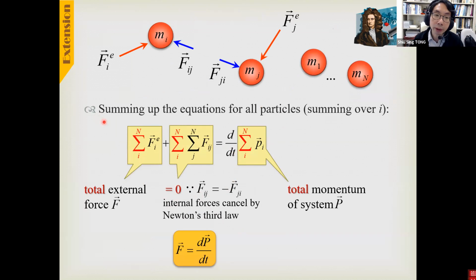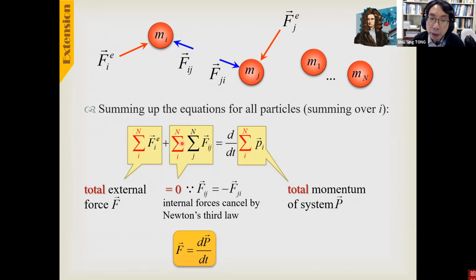Now, we form a sum on both sides over i, but it's not over j now. It's over i. If Fi is the external force acting on particle i, and I sum over i, that means I sum over all the external forces acting on the particles. And that is a total external force that becomes the total external force F. On the right-hand side, if pi specifies the momentum of particle i, and now I sum over all the particles, then the summation of pi is the total momentum of the system, which I denote by big P.